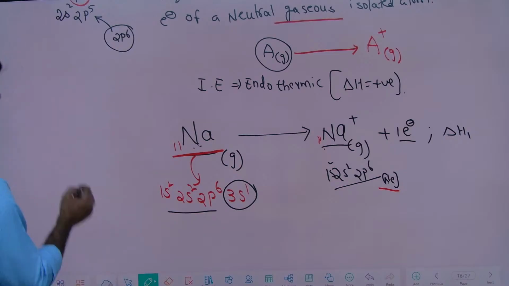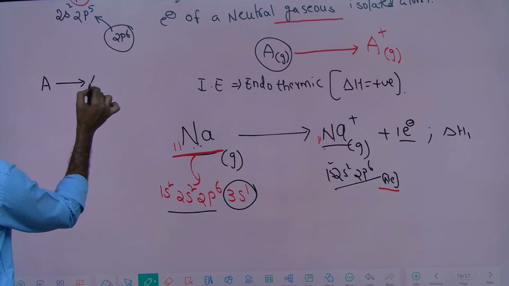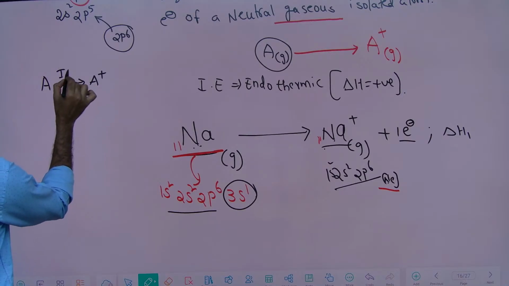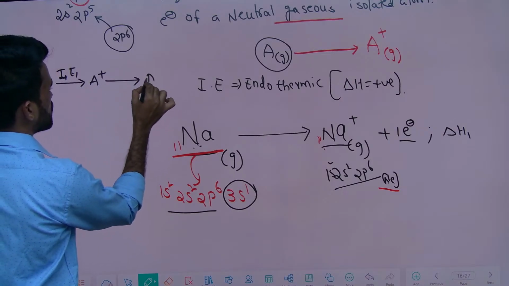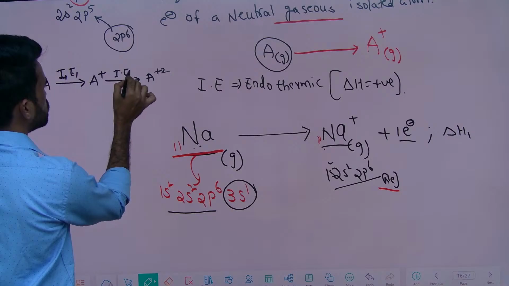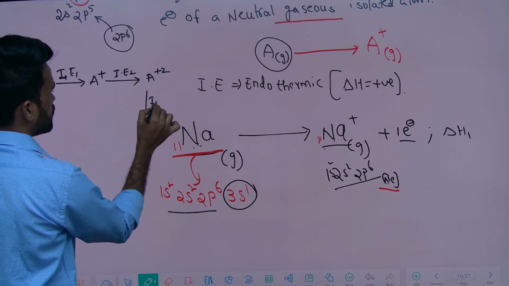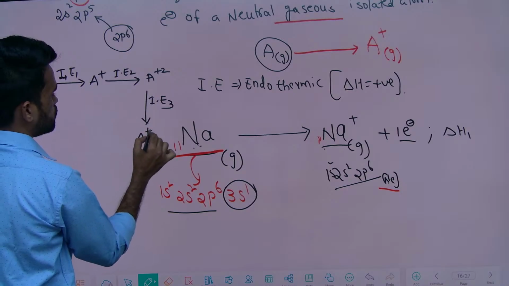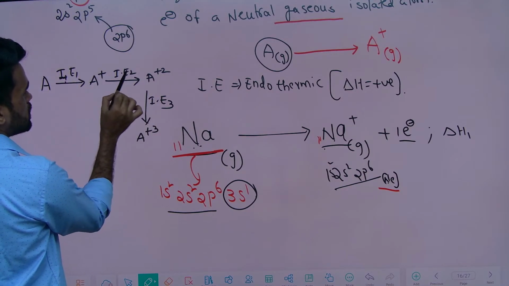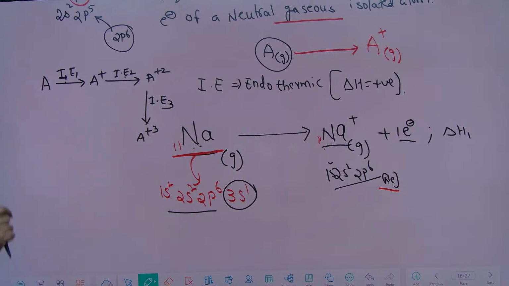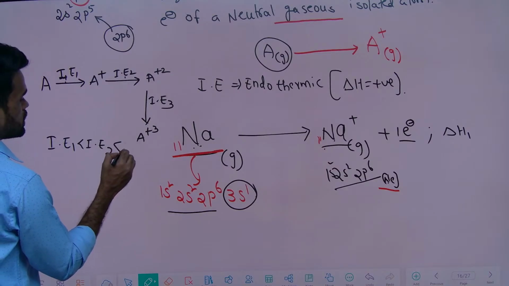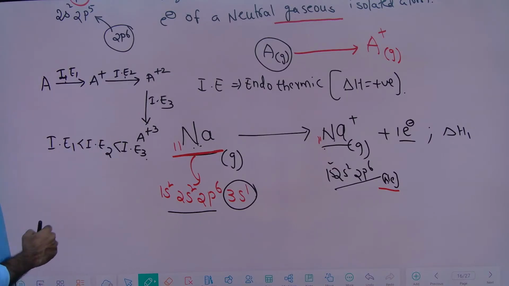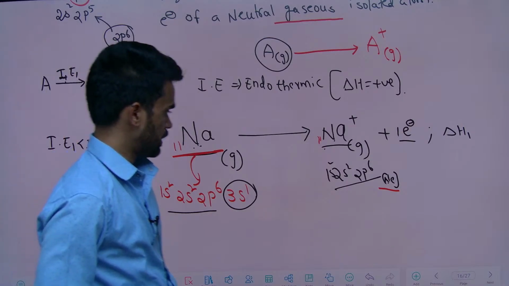Next, one more thing. An atom A is there. If I remove the first electron from it, it becomes A+. This is called IE1. Now I remove one more electron, it becomes A2+. This is called IE2. And removing one more electron, it becomes A3+. So this is first, second, third ionization energy, like this you can understand. Always remember IE1 is smaller than IE2. So successive ionization energies increase; IE3 will be greater. Okay, let us move forward.